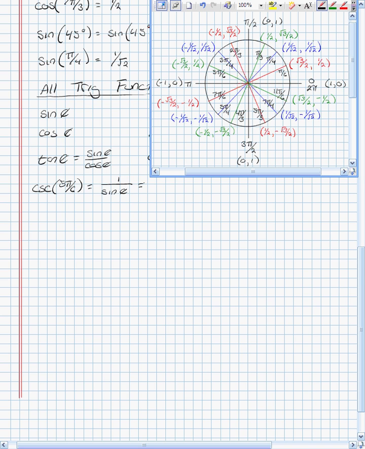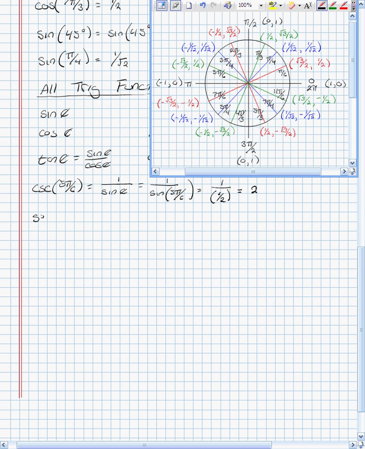So that's 1 over sine of 5 pi over 6, which is equal to, so if we look at 5 pi over 6, we follow our unit circle to sine, so we look at sine, so that's 1/2. So we have 1 over 1/2, which is equal to 2. So the cosecant of 5 pi over 6 is equal to 2.